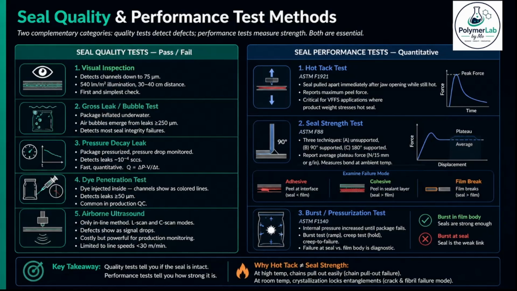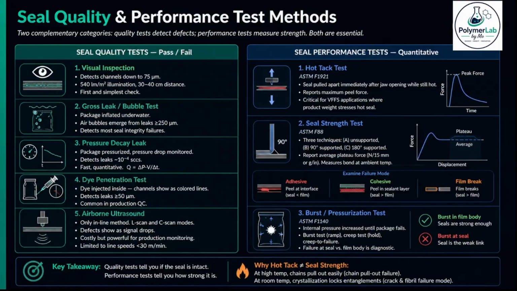For the seal performance tests, the first one, the hot tack test, measures seal strength right after jaw opening, when the polymer is still molten or semi-molten. According to ASTM F1921, the sample is sealed, then after a defined delay time, the two strips are pulled apart and the peak force is recorded. Hot tack is a critical parameter for VFFS applications where the product weight is applied to the hot seal.